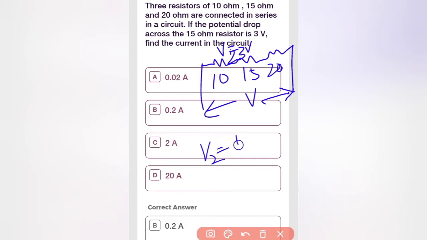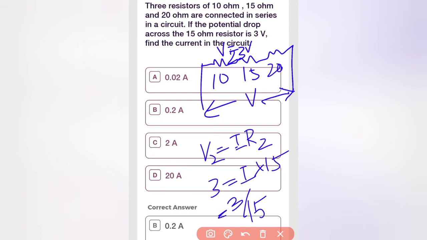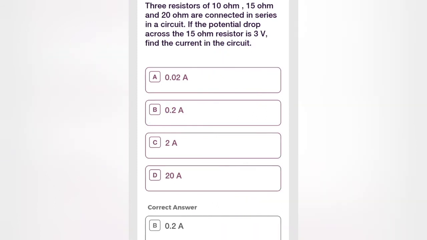So we know what V2 is. V2 is 3 volt. So 3 is equal to I into 15. R2 is 15. So how will you get I? I is equal to 3 by 15. What is 3 by 15? 1 by 5. And 1 by 5 is 0.2. So 0.2 amps is the correct answer.